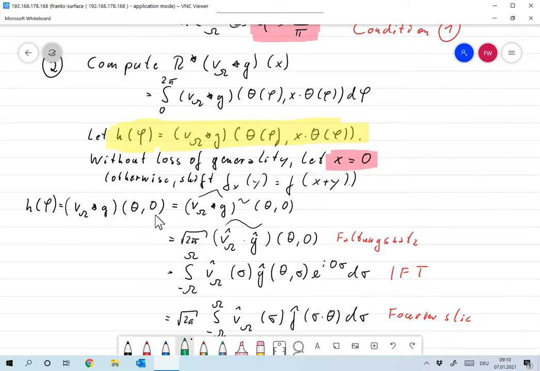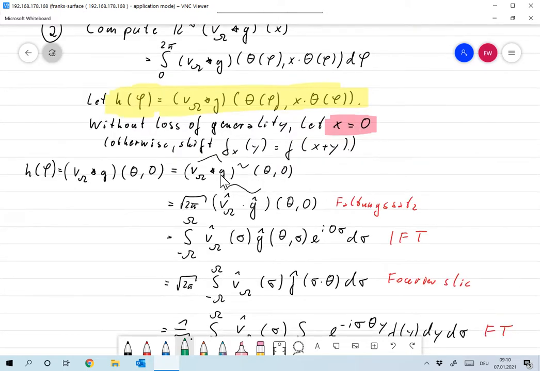As usual, when we have the convolution, we want to use the convolution theorem. So we write it as the inverse Fourier transform of the Fourier transform of the convolution of v_omega and g at theta and 0. And of course, now we can apply the convolution theorem. So that's nothing but the square root of 2 pi times the inverse Fourier transform of v_omega hat times g hat at theta and 0.